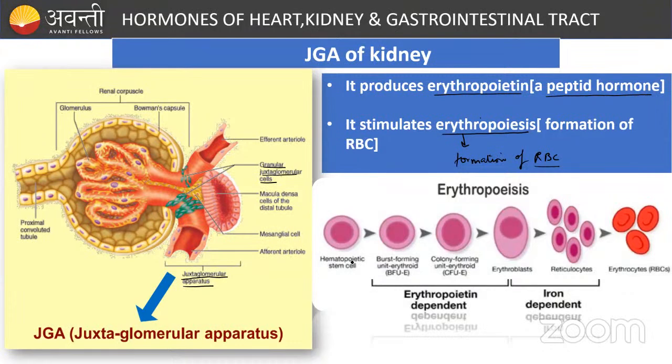Okay, you can see the hematopoietic cell, then the burst forming unit erythroid, then colonies form, then erythroblast, then reticulocytes, and finally your erythrocytes, the mature RBCs.